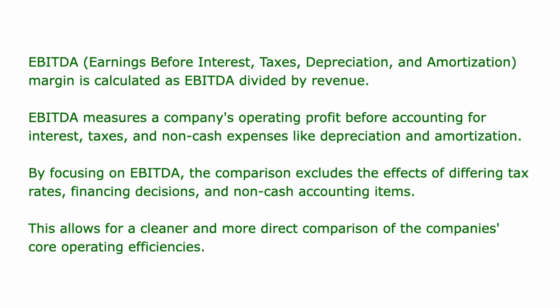EBITDA stands for earnings before interest, taxes, depreciation, and amortization. EBITDA margin is calculated as EBITDA divided by revenue. EBITDA margin allows for a cleaner comparison of companies' core operating efficiencies by excluding the effects of differing tax rates, financing decisions, and non-cash accounting items.